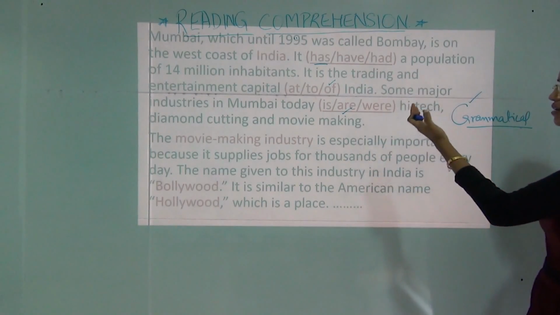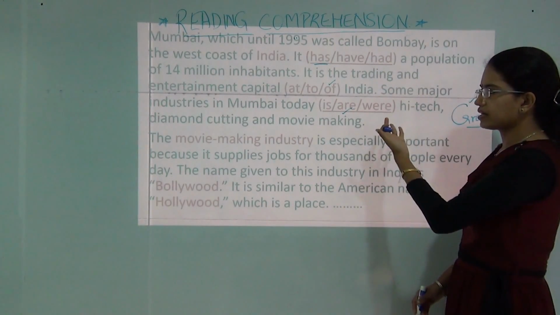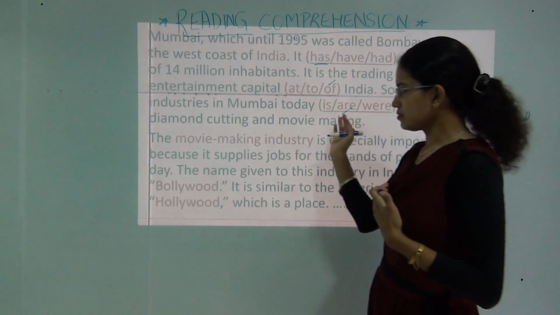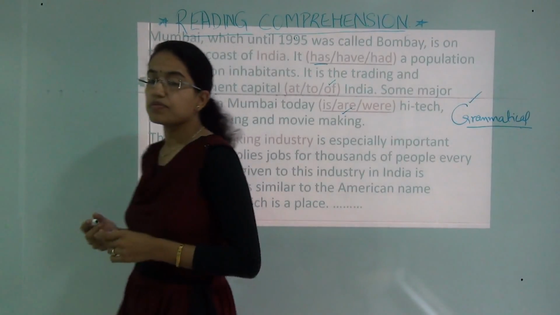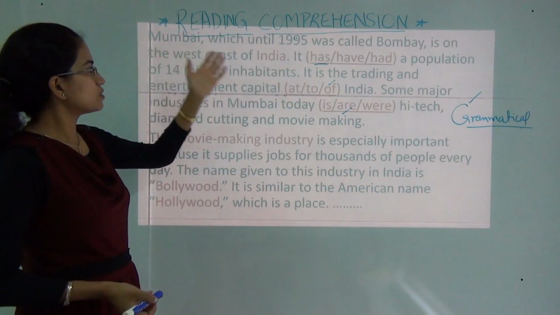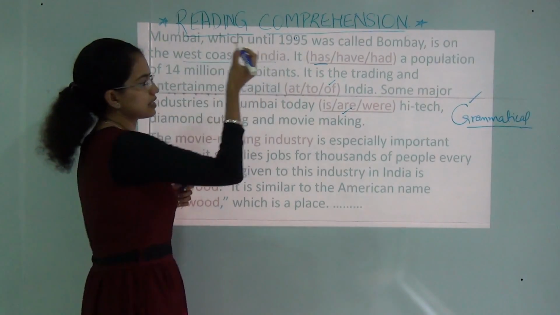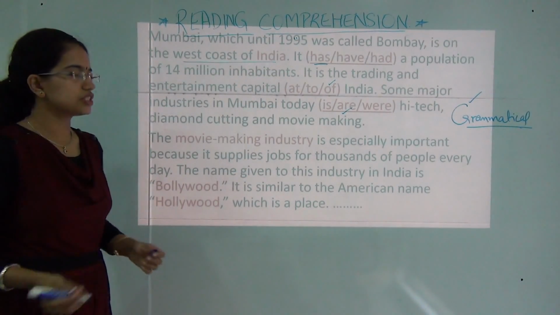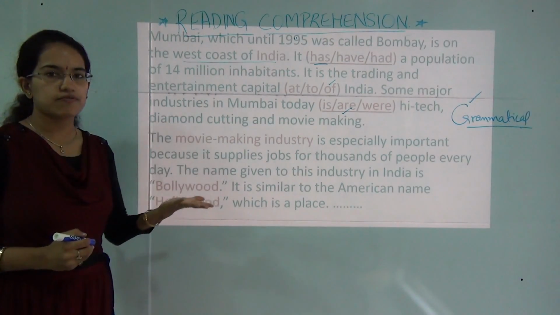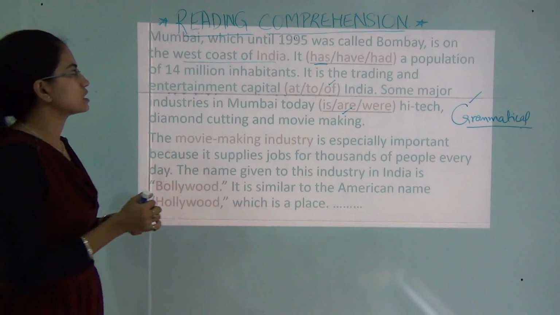So these were three questions based on basic grammatical knowledge, and very direct questions. Now the other question here can be, Mumbai is located where? Mumbai is located on the west coast of India. That's again a direct question. Another kind of direct question here can be, what is the old name for Mumbai? So here we have to do a bit of derivation.